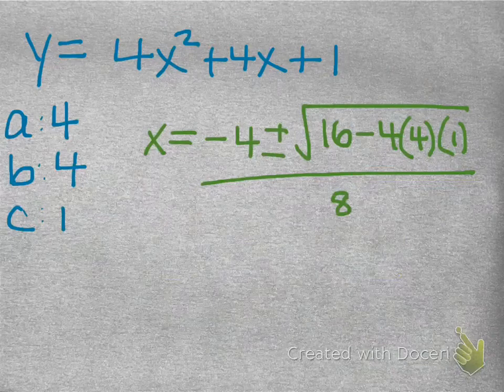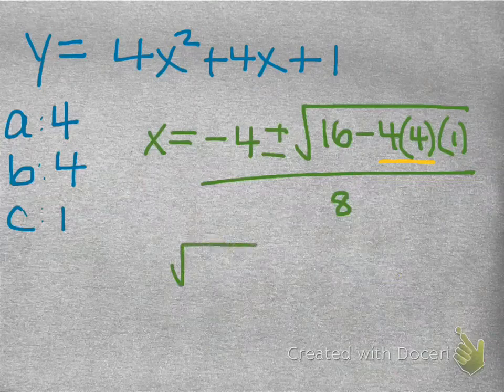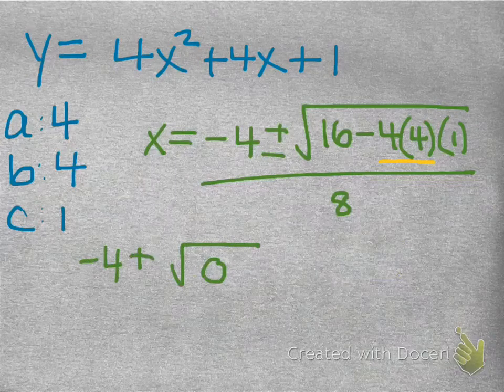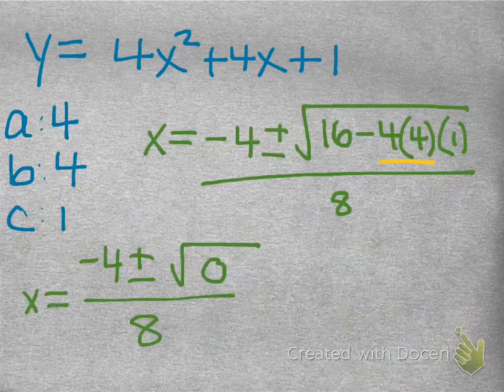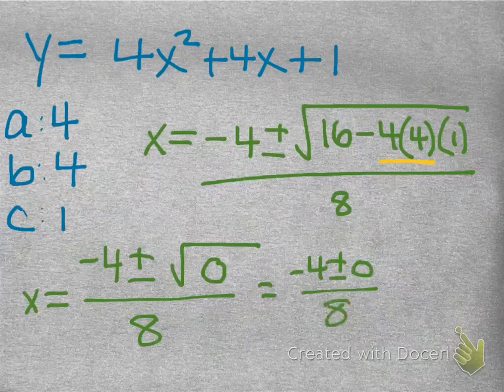Alright, now we have 4 times 4, which is 16. So under the radical, which is that square root symbol, we are going to have the square root of 16 minus 16, which is 0. This is totally okay, and I'm going to show you what's going to happen. What is the square root of 0? Well, that's 0. So technically we have minus 4 plus or minus 0 over 8.